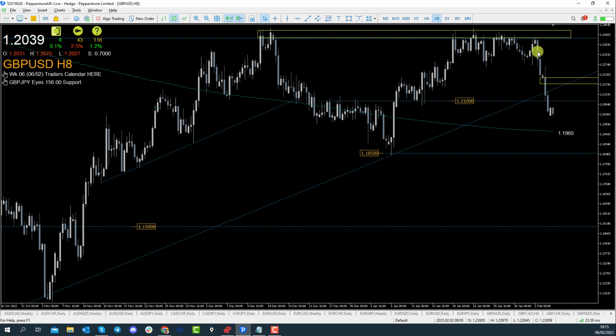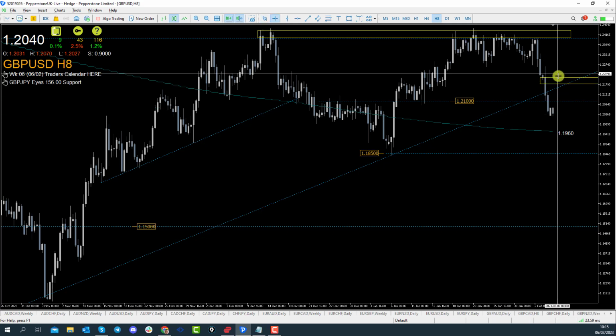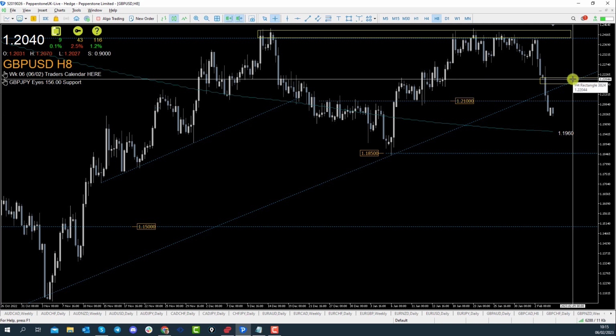However, after quite a move like this, I would like to see some kind of pullback before I get into the move to the downside, just because you've got a little bit more security. If price was to pull back into this area here, I've got a good place where I can place my stop losses. The reward to risk is better as well.